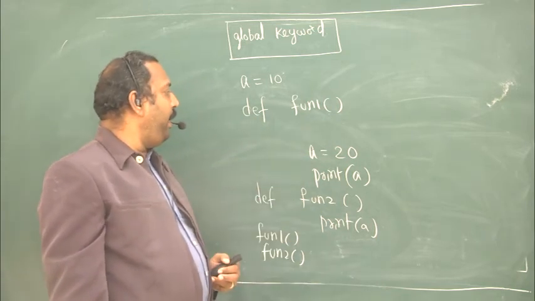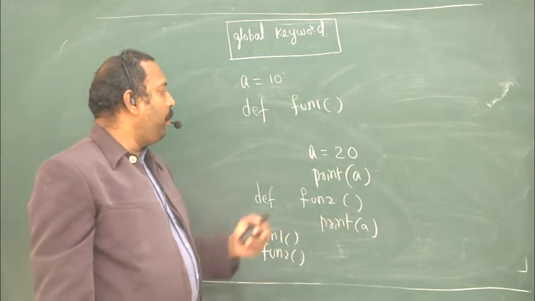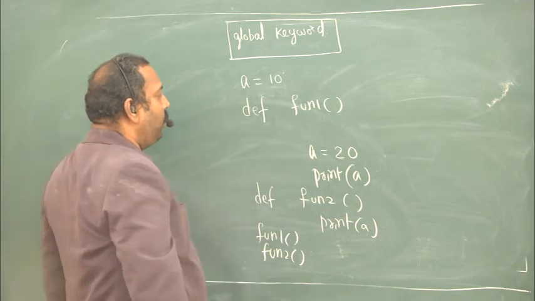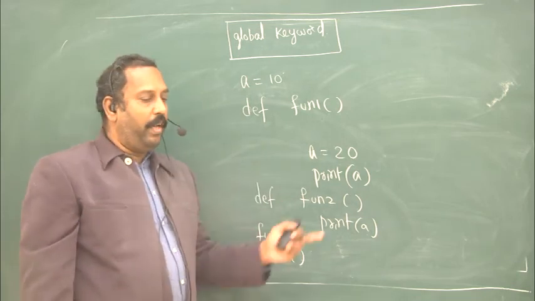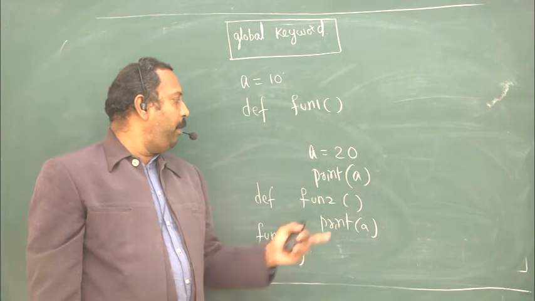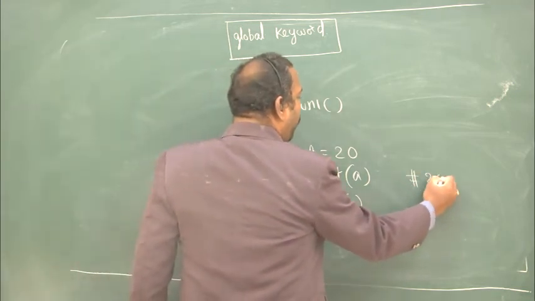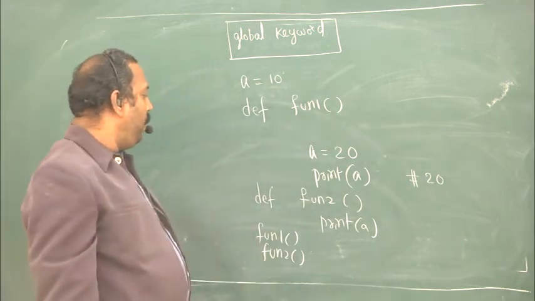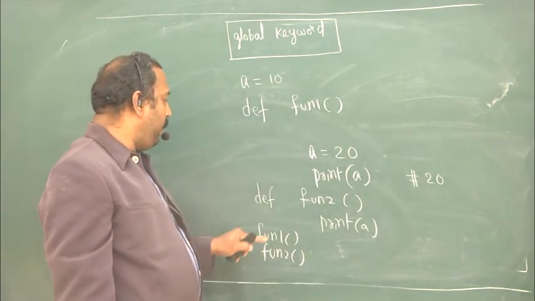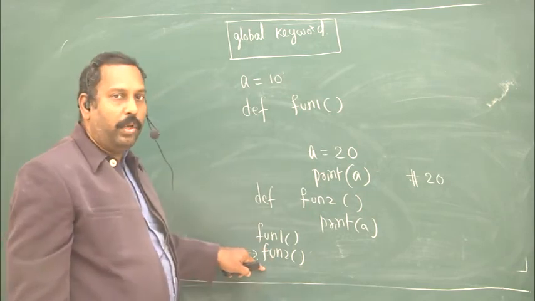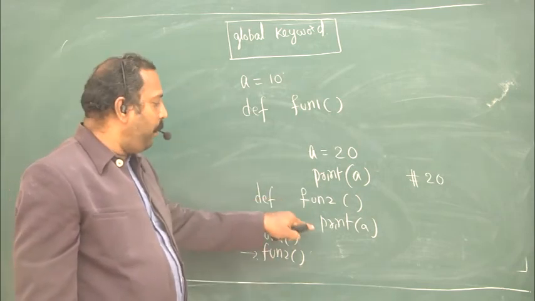So here a equal to 10, I am defining the function def function 1, and a equal to 20, print a. So what is the output you will get in this case? You will get output a equal to 20, because here you have given local variable a equal to 20. Print a means you will get the output 20, and after that control returns back to here, and next is another function called function 2.